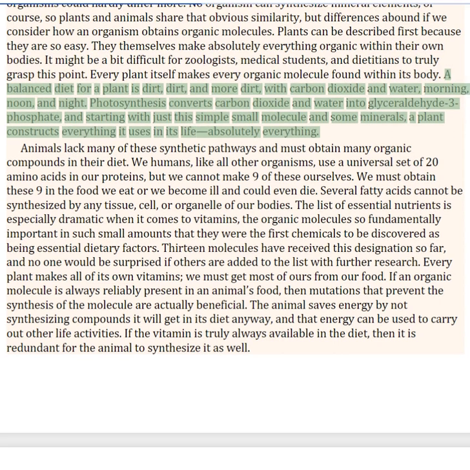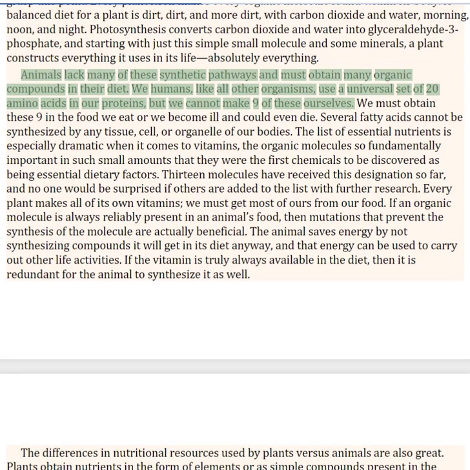A balanced diet for a plant is dirt, and more dirt, with carbon dioxide and water, morning, noon, and night. Photosynthesis converts carbon dioxide and water into glyceraldehyde 3-phosphate, and starting with just this simple small molecule and some minerals, a plant constructs everything it uses in its life, absolutely everything. Animals lack many of these synthetic pathways and must obtain many organic compounds in their diet.